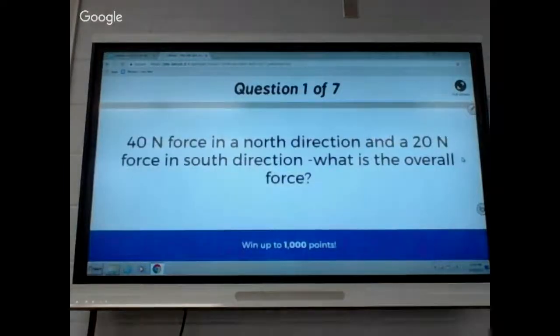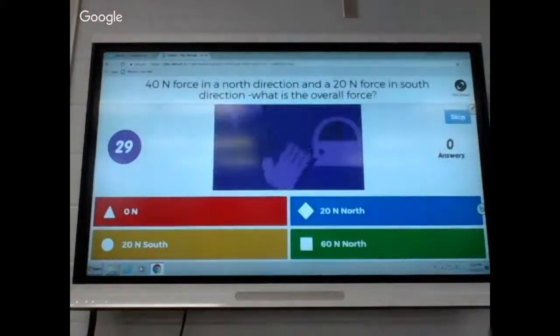It's not very long. All right, so 40 Newton force in the north direction, 20 Newton force in the south direction. What's the overall force?